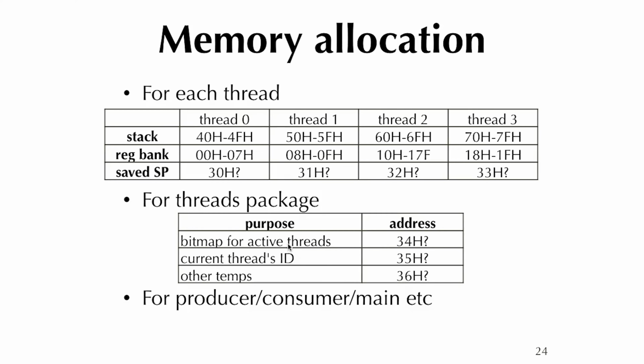So that means you do have just a few more bytes. A bitmap for the active threads might take 1 byte. Current thread ID may be another byte. Other temporaries, maybe. So that's a rough layout. You get to decide how you want to lay out your memory. And then there are a few more bytes left for the FIFO and the producer-consumer shared memory space.